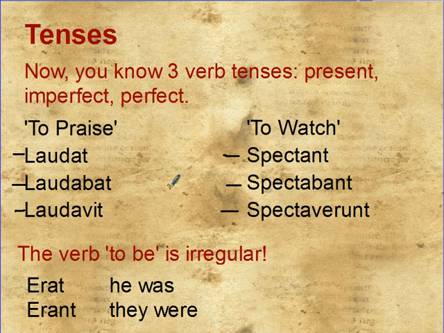As a last note, remember again that the verb to be is always irregular in Latin and in most other languages. So when we want to say he was or they were in the past tense, we use erat, he was, and erant, they were, instead of est, he is, and sunt, they are. So keep your eyes peeled for those verbs.